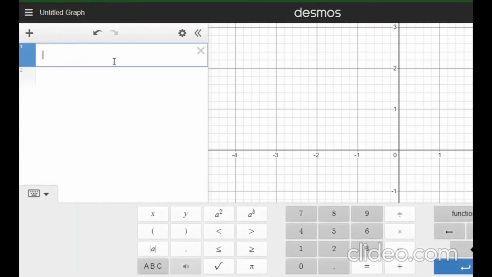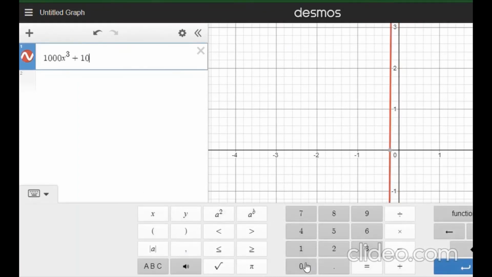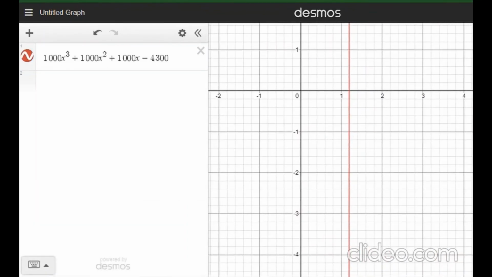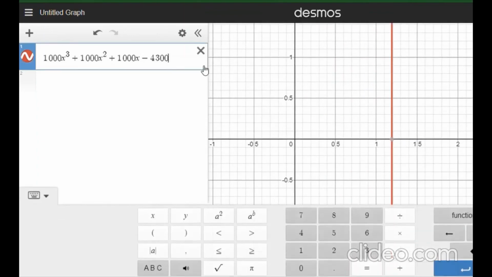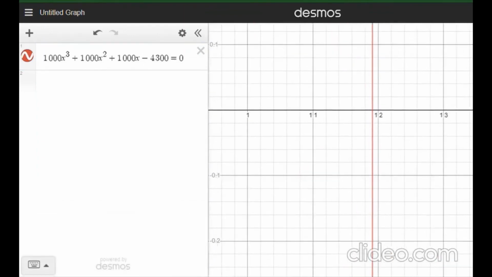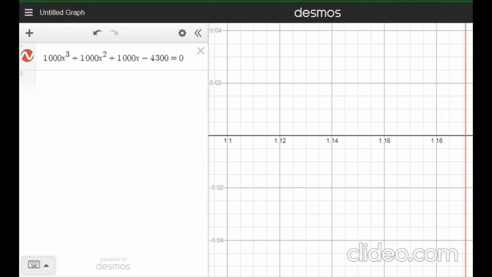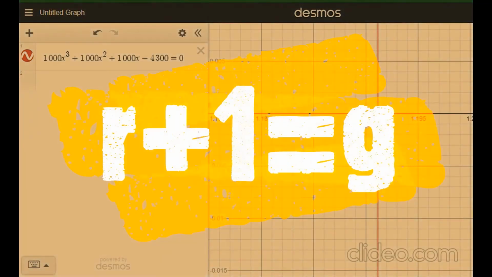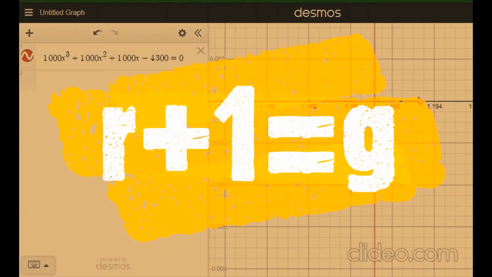Alright, so we're just going to type in our equation on Desmos. And it's changing the graph. And then we're going to equate it to 0 and zoom in to see what our answer is. And we have to remember that we're looking for the interest rate, not the growth. So we have the growth, but we just subtract it.